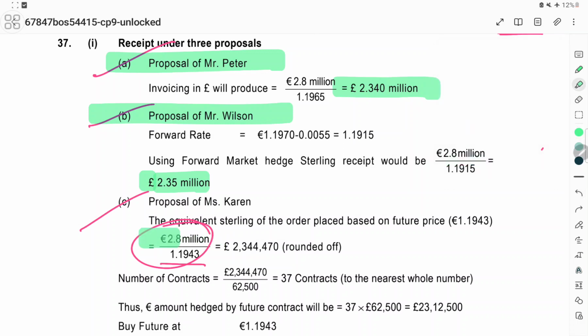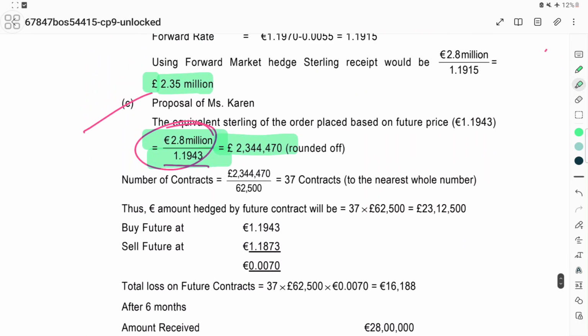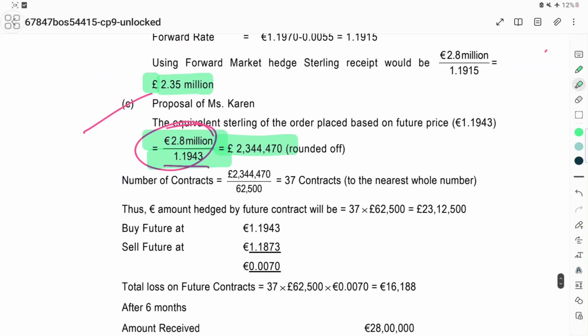2.8 million euro divided by 1.1943. You get an equivalent pound amount, which is £23,44,470. Okay, now this is not the end because that's the future contract. So now you have this many equivalent pounds with you, 23,44,470 pounds. But the problem is, in case of futures, you have something called lot size.